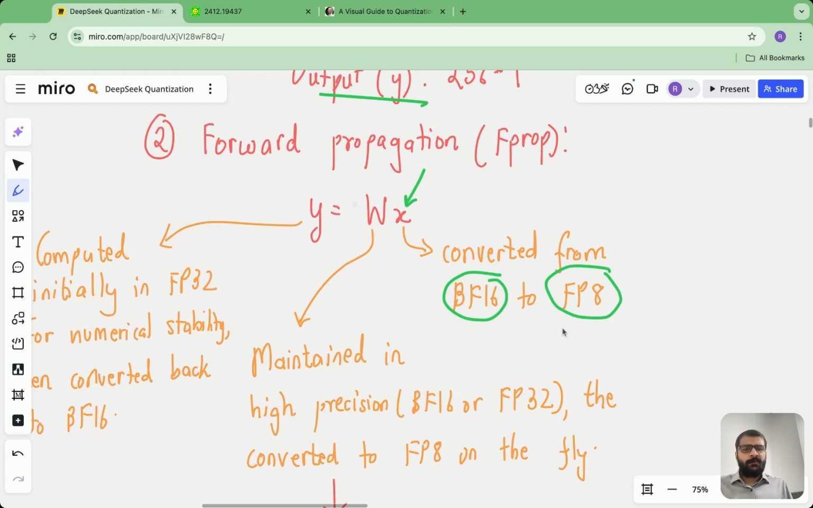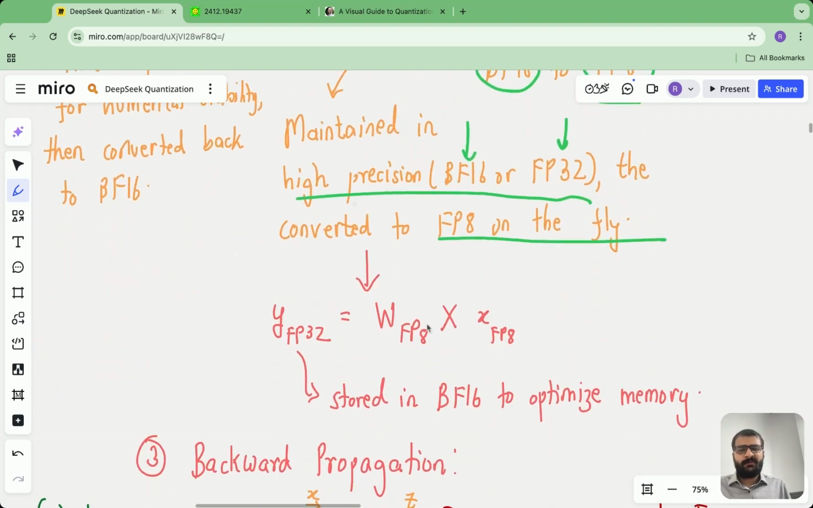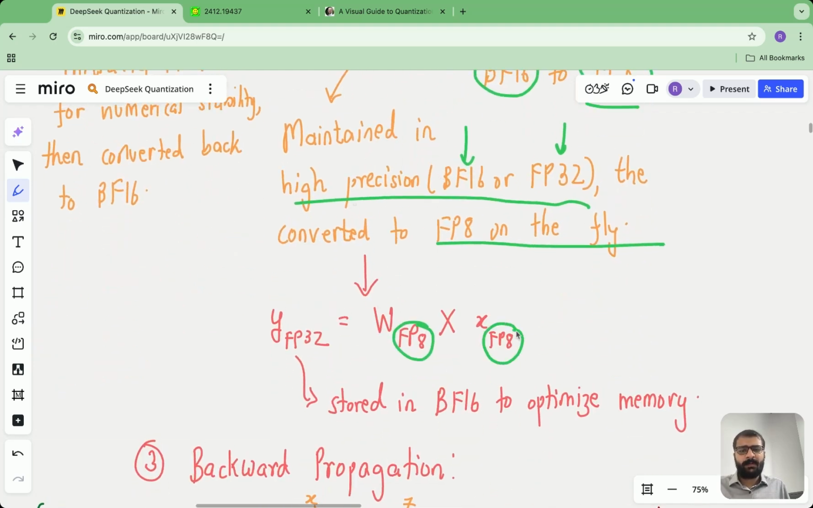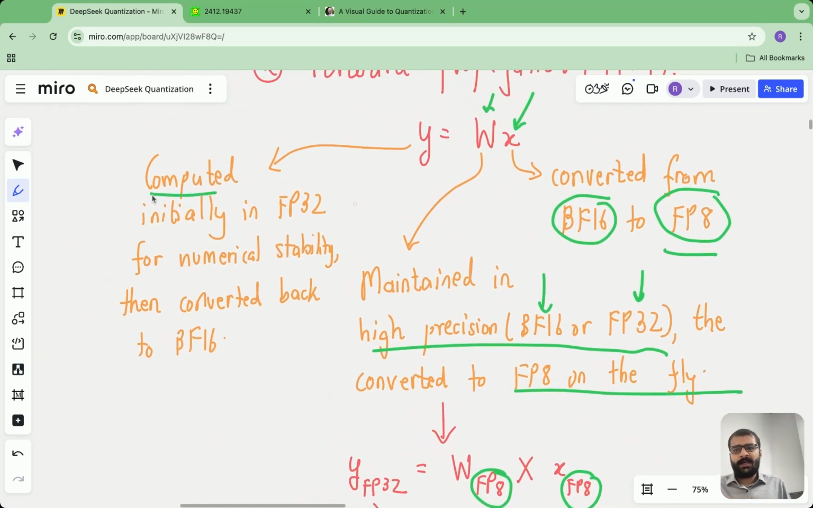Okay. So floating point 8, as you must have seen, has a much lower range compared to brain float 16, and of course a much lower number of bits. So it takes less memory. Weights, on the other hand, are maintained in a high precision, which means they are stored in brain float 16 or floating point 32, but the weights are converted into floating point 8 on the fly. So when you take this multiplication, you have a floating point 8 weight multiplied by floating point 8 input, which gives me the output. And the output is computed initially in floating point 32, but for numerical stability, it's converted back into brain float 16.